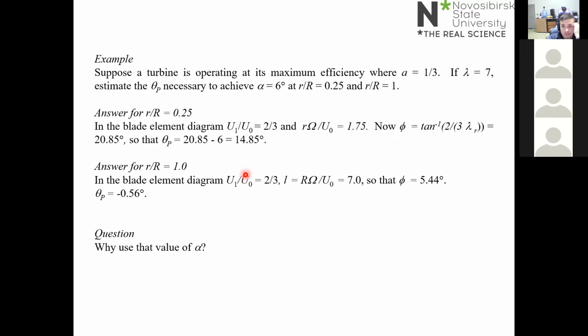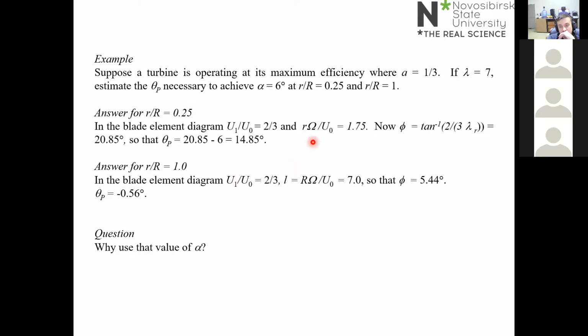If we go out to the tip and redo the calculations, so that symbol should be lambda. Somehow the scientific notation got changed back to text notation. That should be lambda, just like lambda in this equation here. And there we get an inflow angle of 5.44 degrees, and that gives us a pitch angle of minus 0.56 degrees. In fact, many large wind turbines have negative pitch out near the tip.